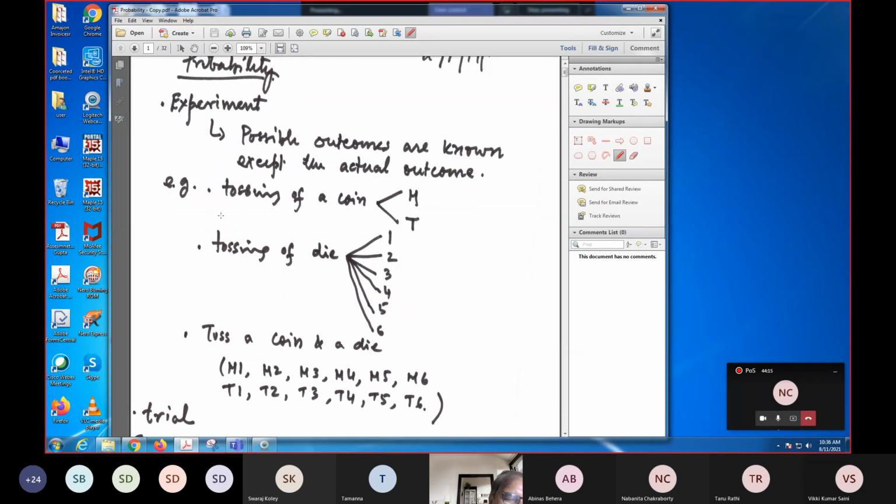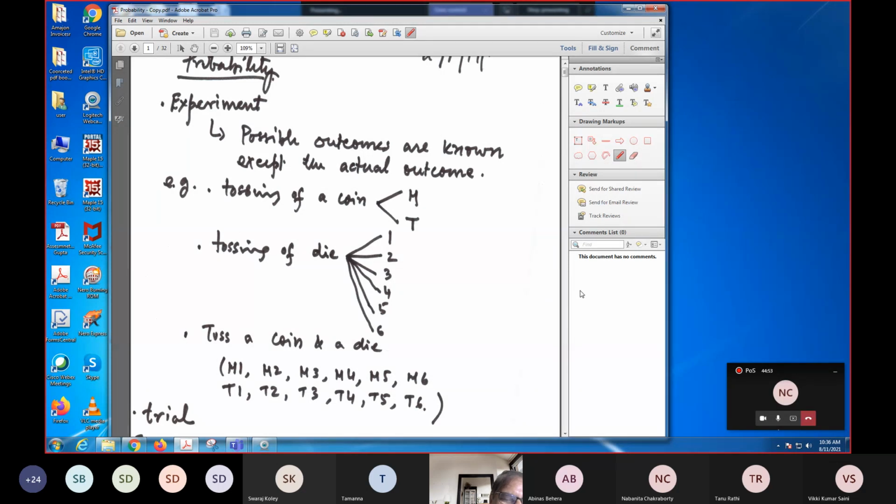The simplest example is tossing a coin. In tossing a coin, we toss a coin. A coin has two faces, head and tail. You can have any type of faces, but generally we say head and tail. It's a standard. So we know that when we toss a coin, either head will come or tail will come, if the coin is unbiased. Unbiased means basically that there is equal chance for both outcomes.